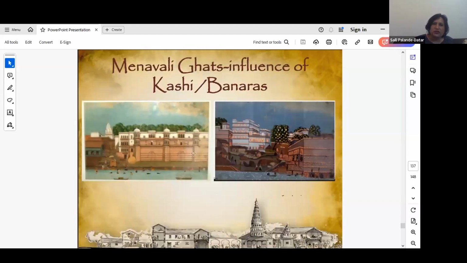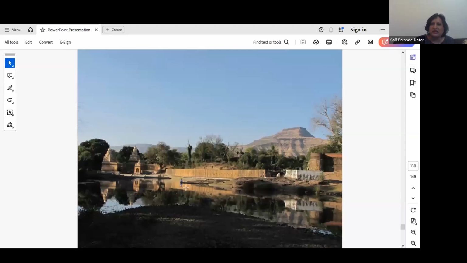So we also see that someone like Nana Fadnis was influenced by the ghats of Banaras in Kashi, and he commissioned these beautiful paintings with holes to light diyas. So you can place a diya in the background, and you can actually illuminate a painting. He commissioned these beautiful miniature paintings from Banaras, and he was so taken by this idea that he actually built such ghats in the heartland of Maharashtra.